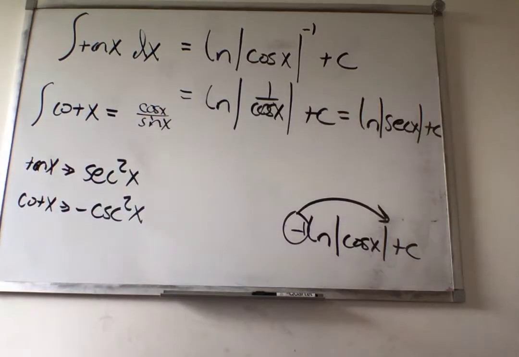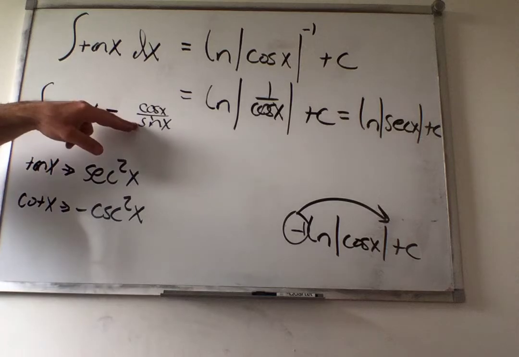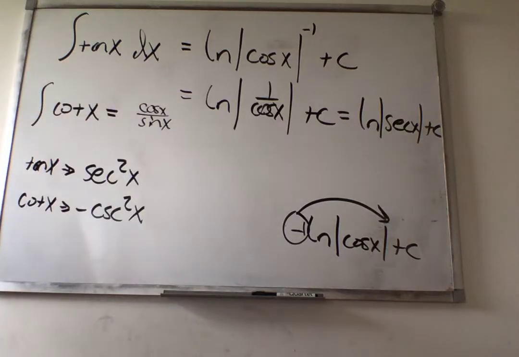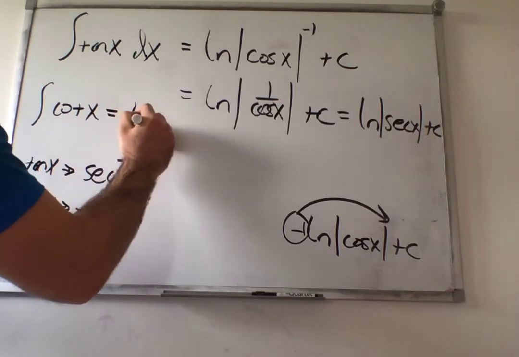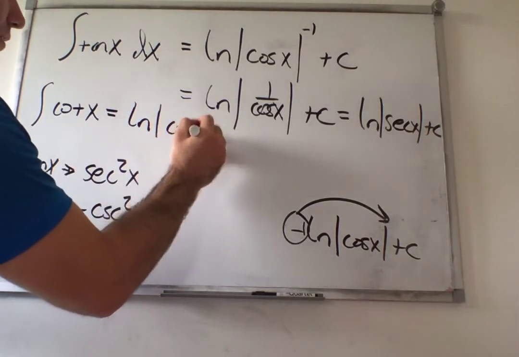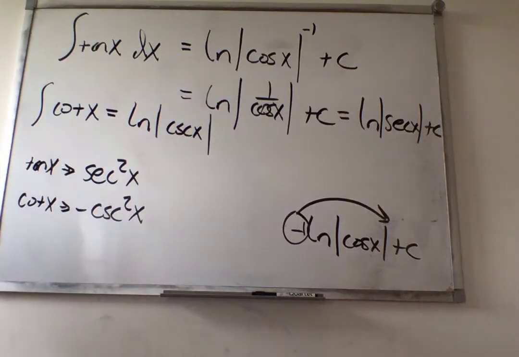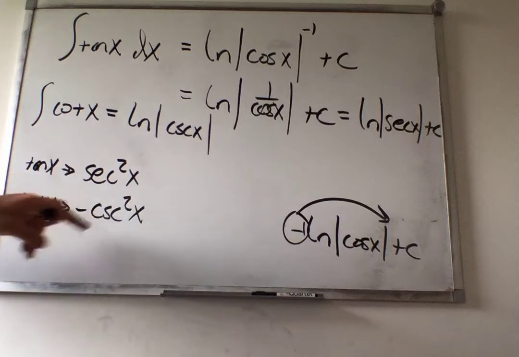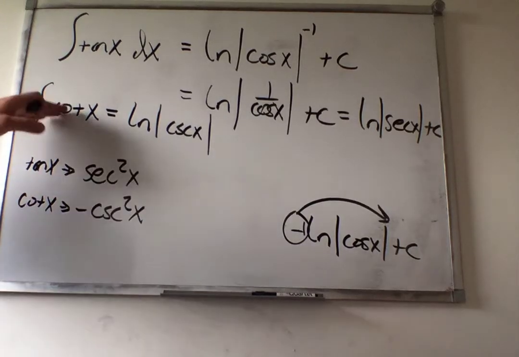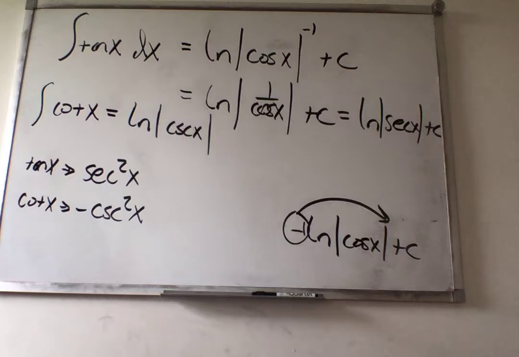You would go through and do the same procedure. You would let u equal sine of x, du equal cosine of x, and use substitution. But this integral right here is ln of cosecant x. So if tangents are related to secants, cotangents are related to cosecants. Integrals of cotangents should also be related to cosecants.